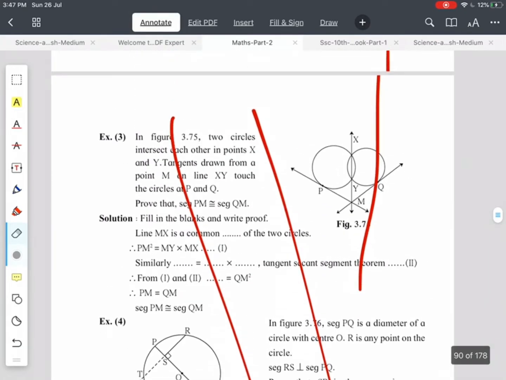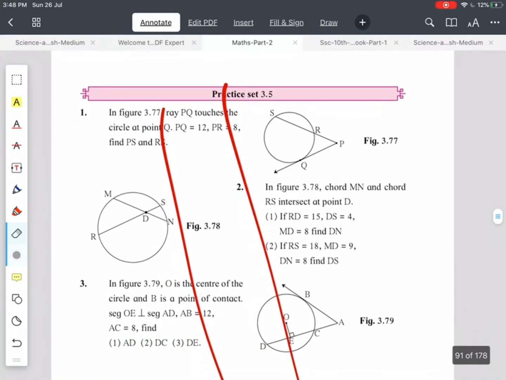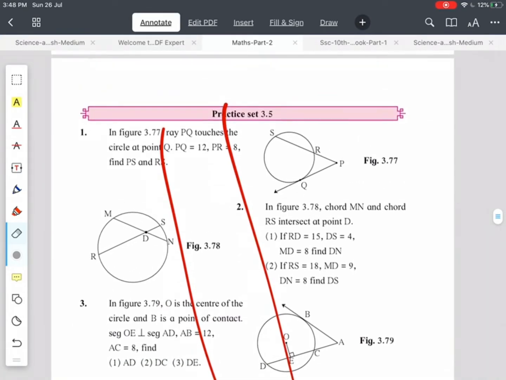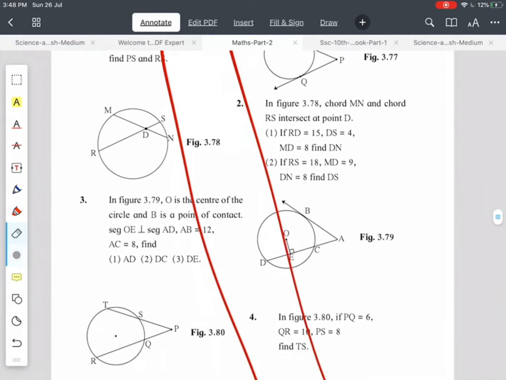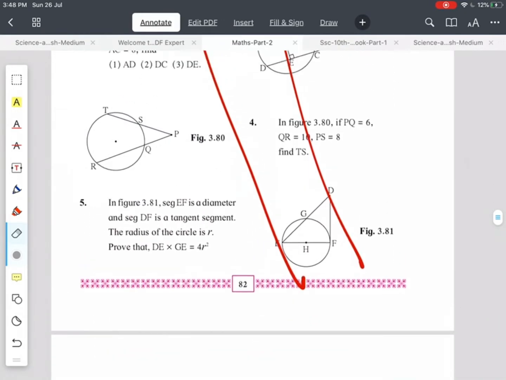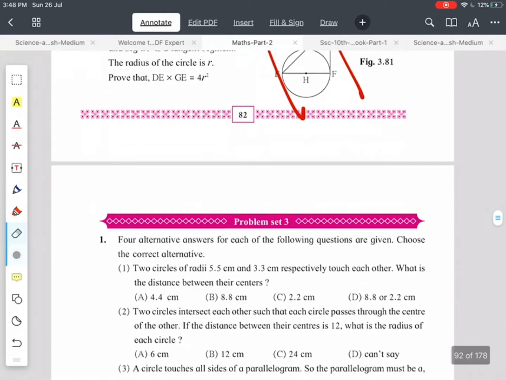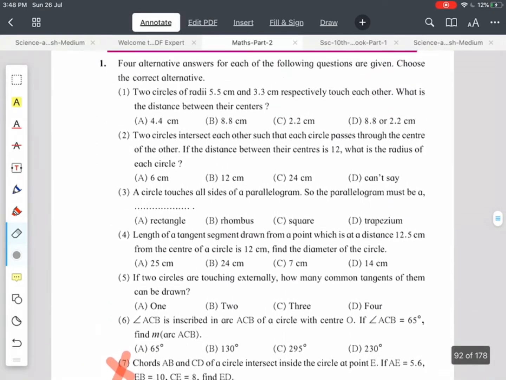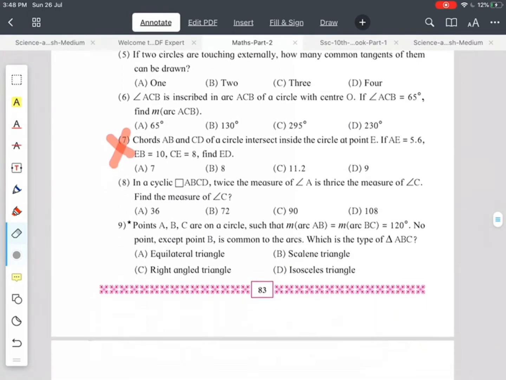81 also omitted. So the practice set based on tangent, secant, and two chords that intersect each other interior to the circle is omitted. Based on this, practice set 3.5 is omitted. Problem set 3, the 7th question on page number 83, is omitted. The 7th only, page number 83.